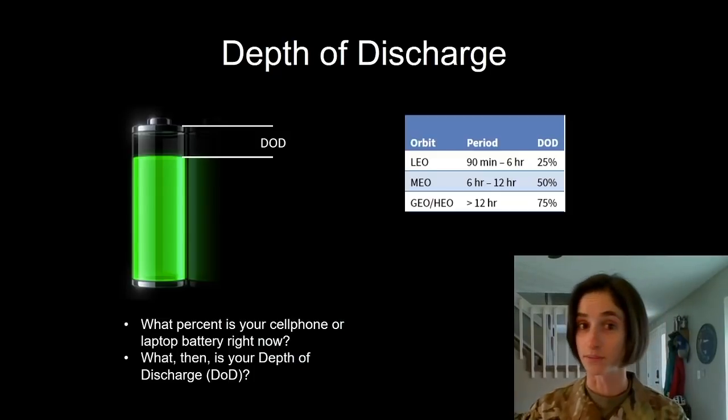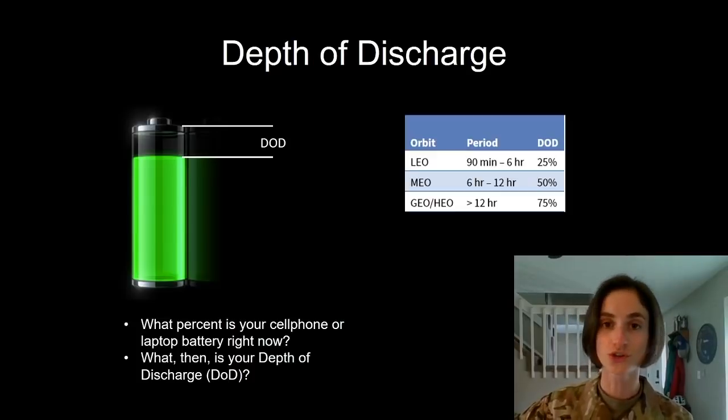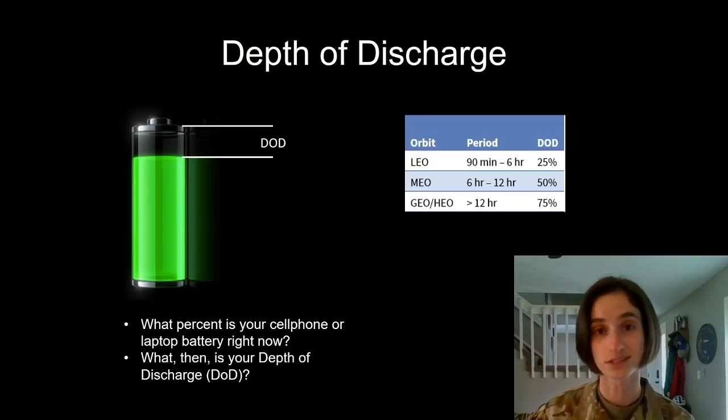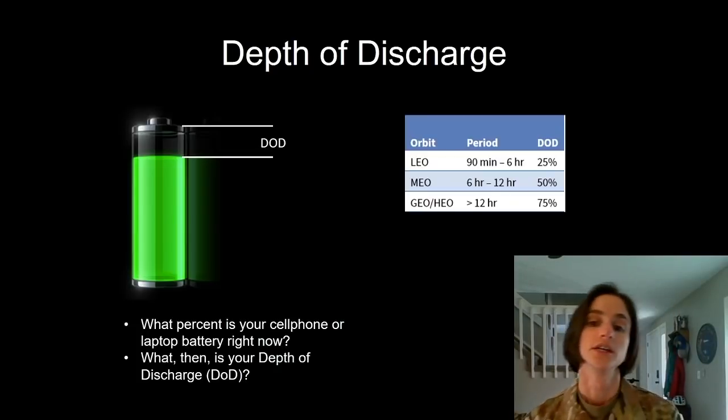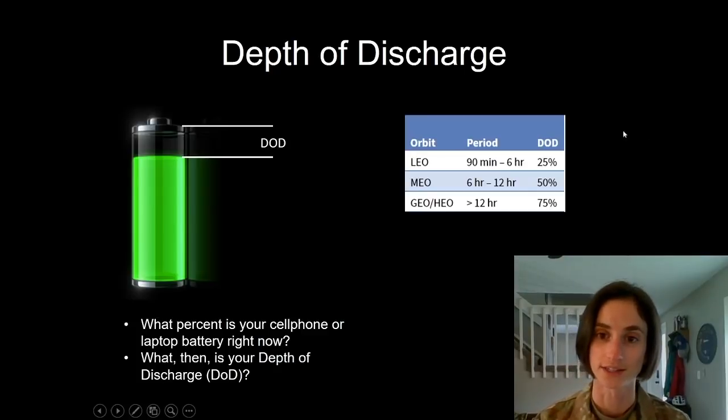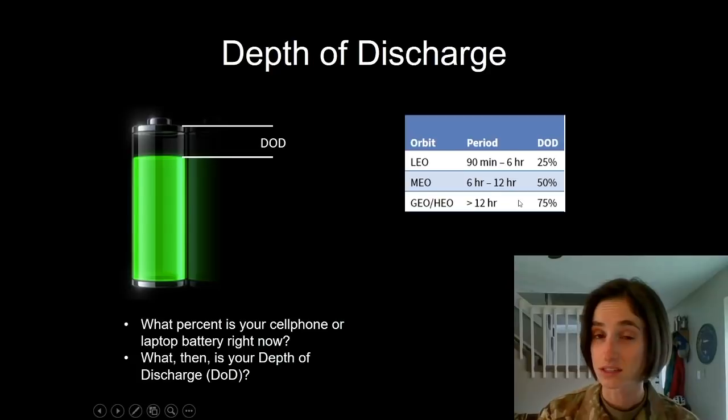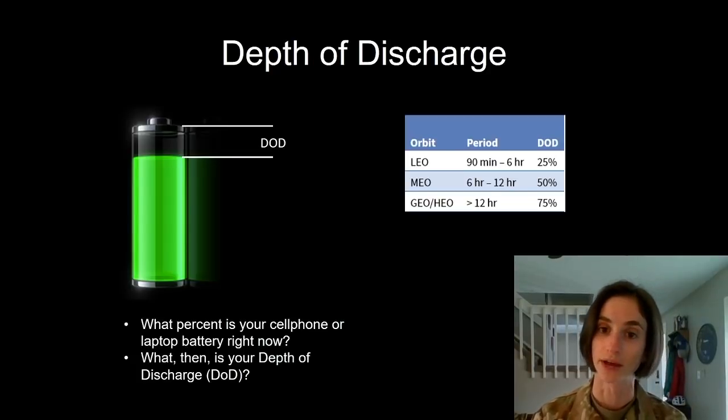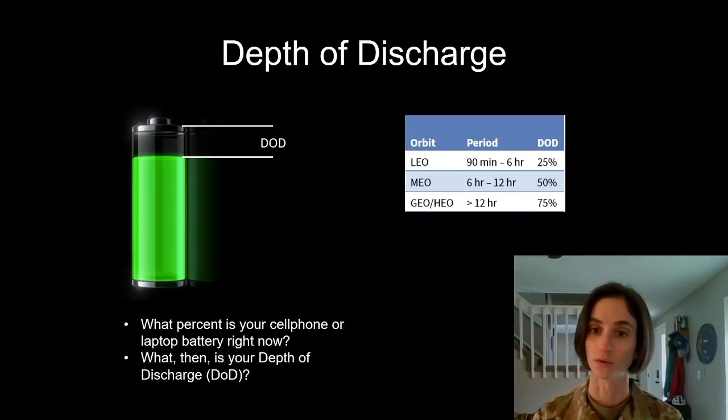If I'm at 39%, my depth of discharge is 100 minus 39. So what's that? 61. So depth of discharge, in this case, is 61%. And just for your essay, a couple of guidelines for how much you can discharge your batteries, depending on if you're in LEO, MEO, or GEO.